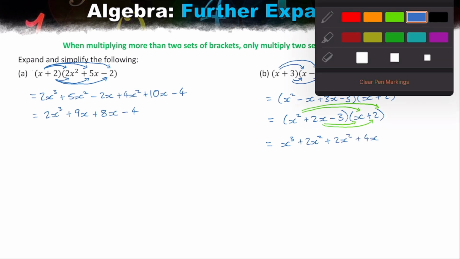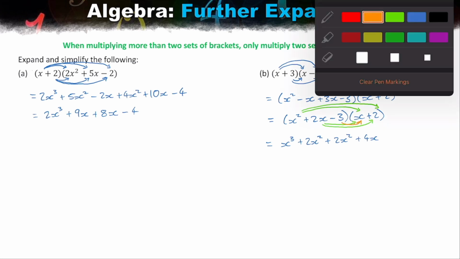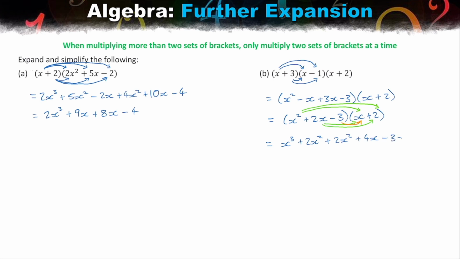And then finally, I might use orange here, the negative 3 has to multiply everything. So negative 3 times the x will be take 3x. And then the negative 3 has to multiply the positive 2 over here, which will be take 6. So now we've done that, we can collect our like terms again to simplify it. So there's no other x cubed terms, so it's just x cubed. There is 2x squared plus 2x squared, which would be plus 4x squared. We've got 4x take 3x, which is 1x, or just x. And then we've got take 6, which is on its own.